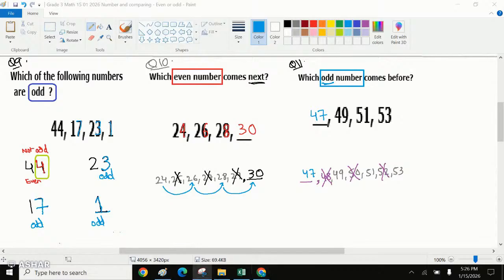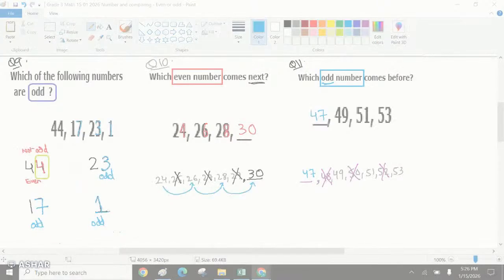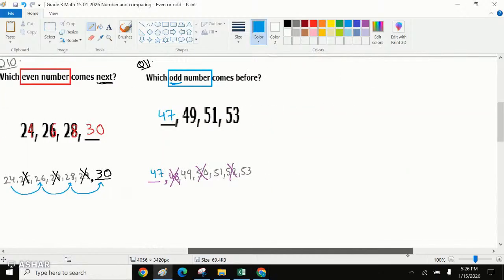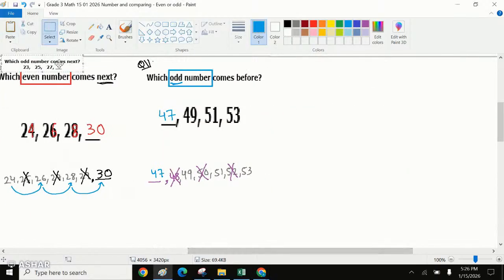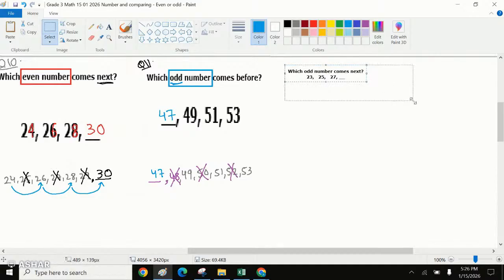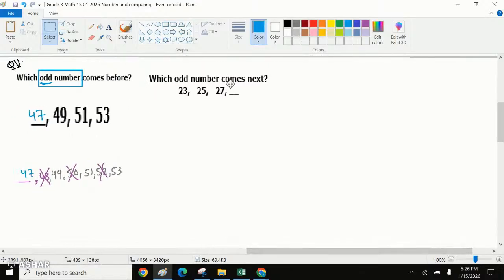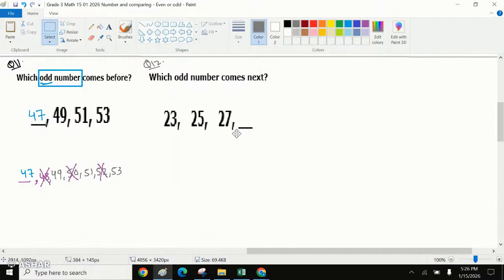The next question says, which odd number comes next in the given sequence? It says, which number comes next? They're saying, which number will come next in this? Can anyone help me out? If the first number given was 23, the second was 25, 27.